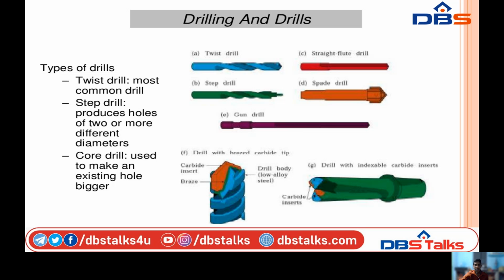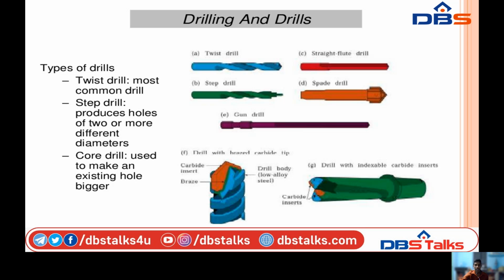Drilling and drill bits. Types of drills: twist drill, step drill, and core drill. First of all, the twist drill is the most commonly used drill for producing a hole. A step drill produces holes of two or more different diameters. Next, the core drill is used to make an existing hole bigger. That means the twist drill is the most commonly used drill bit for producing holes, and the step drill is used for two or more different diameters.